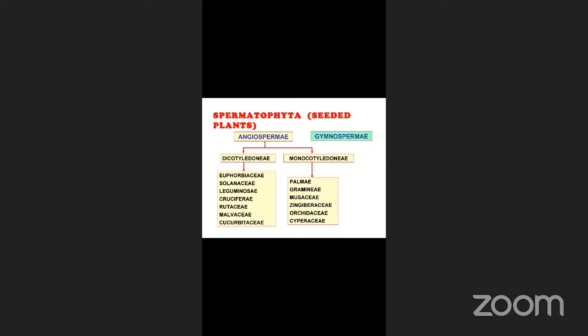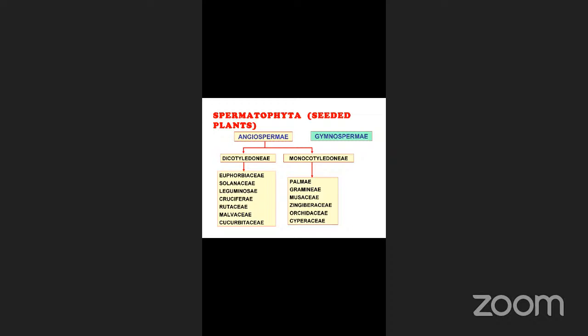Next, monocotyledons. In monocotyledons, the families form a group: Graminae, Musaceae, Gingiberaceae, Orchidaceae, Cyperaceae. All these belong to the monocot group.